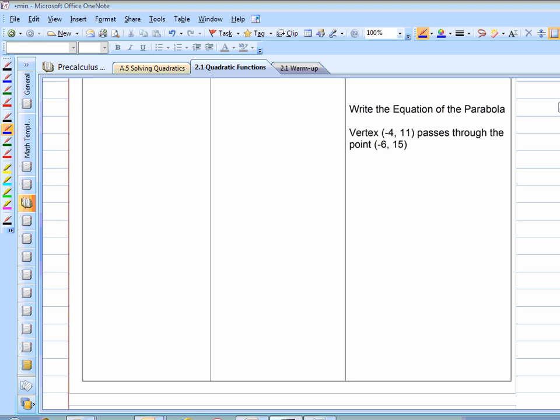The next example I want to talk about is how to write an equation of a parabola given partial information. We've been given a vertex and a point on the curve. I'm just going to sketch what that looks like, and I mean really a sketch. Our vertex is at negative 4, 11, so I'm just going to put my vertex there. And I know I have a point on the curve at negative 6, 15.